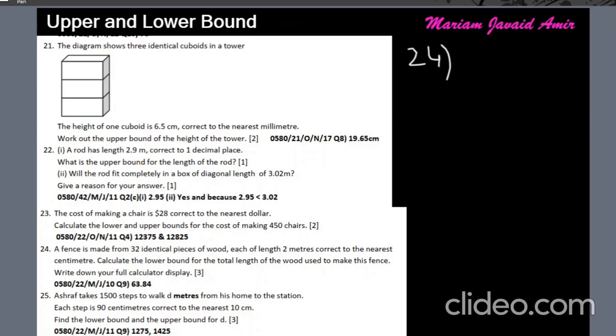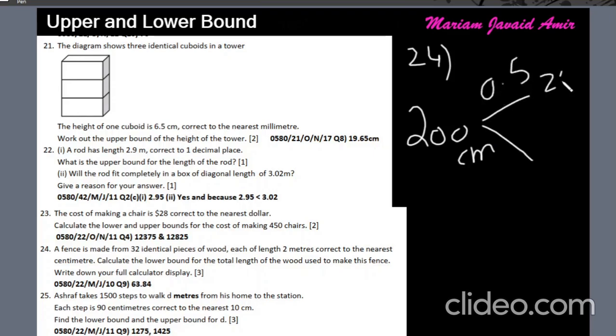A fence is made from 32 identical pieces of wood, each of length 2 meters correct to the nearest centimeter. So there's a unit conflict. I'll change meters to centimeters first and then figure out its upper and lower bound. So it was correct to the nearest 1 centimeter. Add 0.5, we get 200.5. Subtract 0.5, we get 199.5.